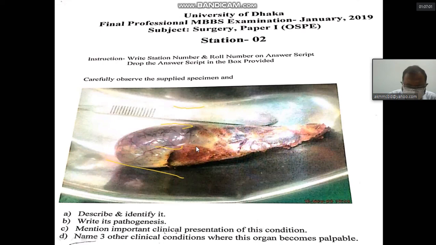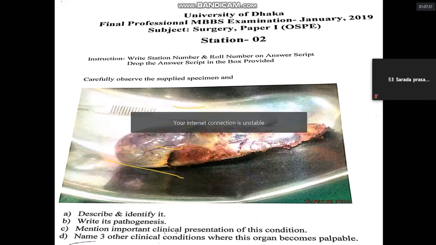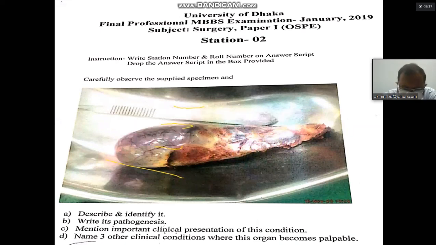Next one is, what will be the clinical presentation? If a patient is having any pathology in the gallbladder, what will be the clinical presentations? What are the indications of cholecystectomy? Can you say? Okay. Empyema of gallbladder. Is there any indication of doing cholecystectomy in case of acute cholecystitis?